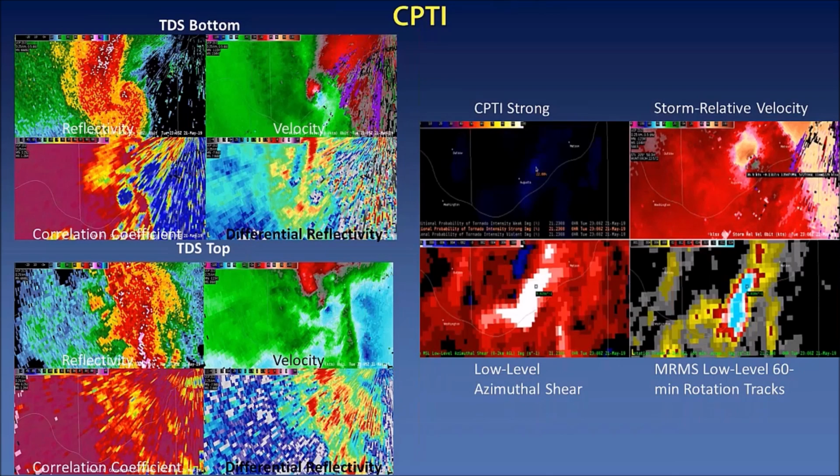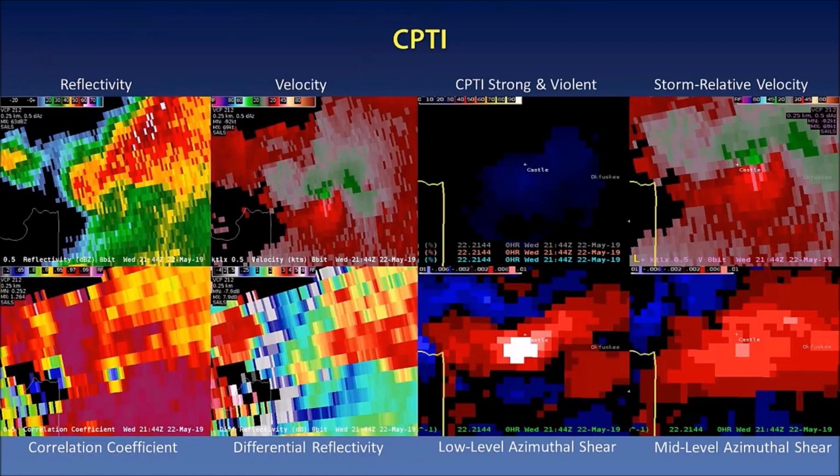I also have one more case study that we'll look at. This was in the far southwestern portion of the Tulsa CWA using the KTLX radar.